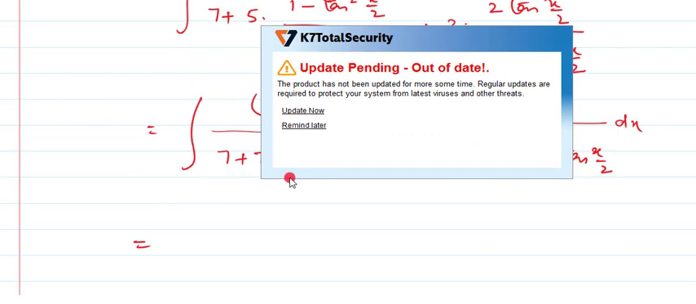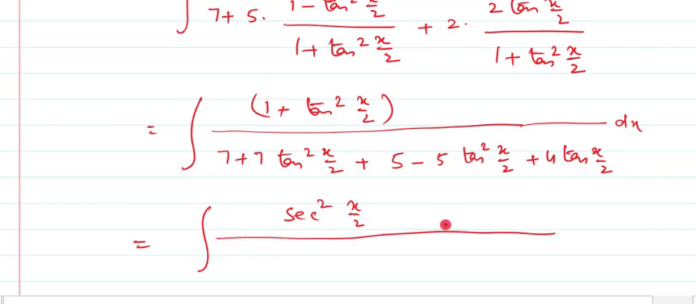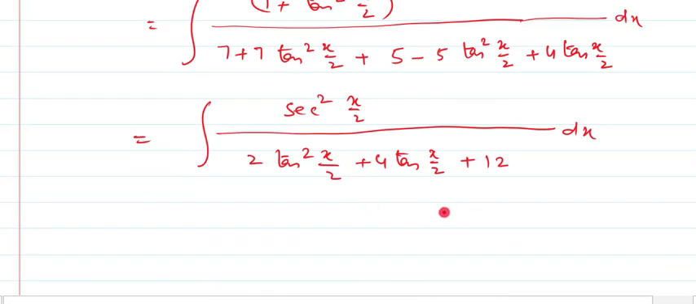Let us change the numerator. It is sec square x upon 2, simplifying this, we are getting 2 tan square x upon 2 plus 4 tan x upon 2 plus 12 dx. Now the question is very same as just we have done. So do this.